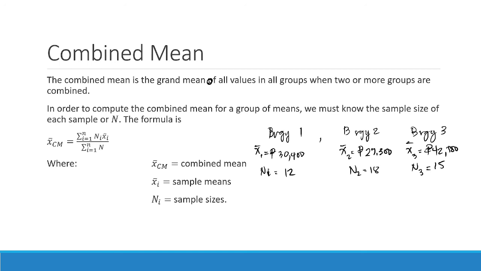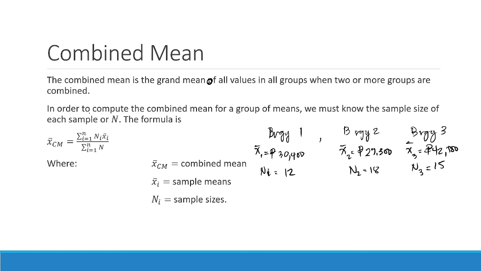So, as you can see here, alam natin yung mga means, pero hindi natin alam kung ano ba talaga yung salary per household ng 12 na participants nung sa study natin. Kumbaga, hindi natin alam kung pantay-pantay ba sila ng 30,400 or yung iba nakakaangat, yung iba hindi, tapos naging ang average lang ay 30,400. Same for barangay 2 and barangay 3. So for this scenario, na alam mo lang yung number ng mga samples at alam mo lang yung mean, pwede natin gamitin yung combined mean.